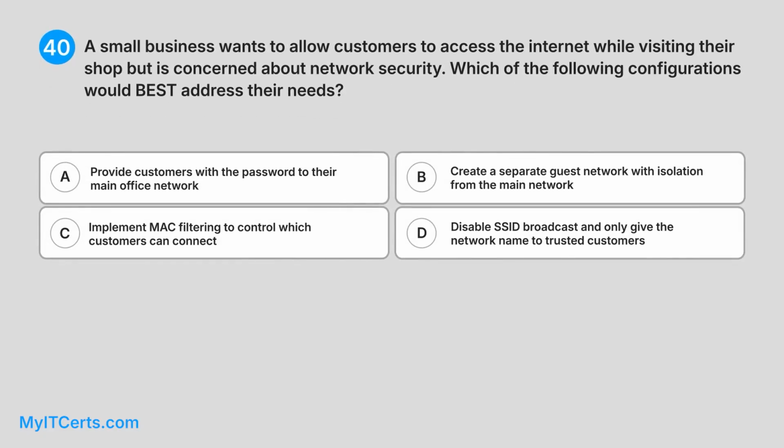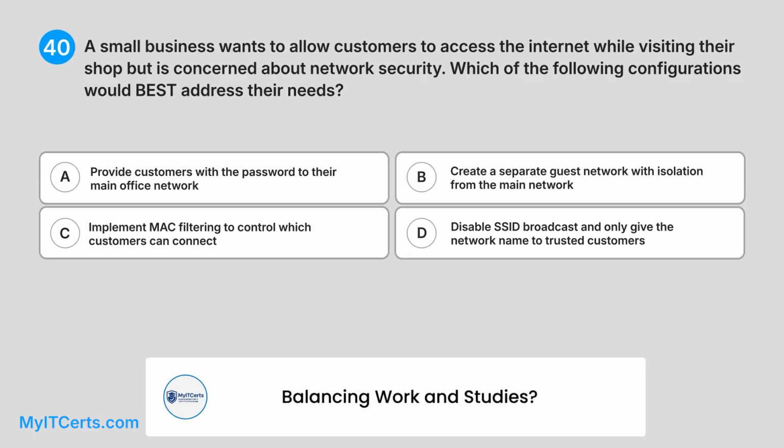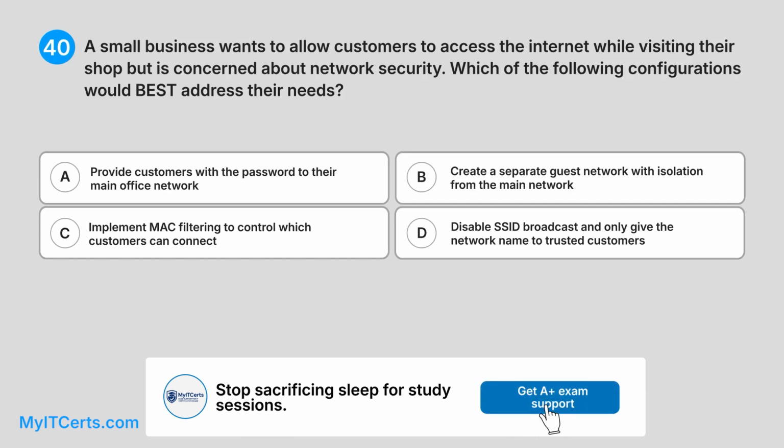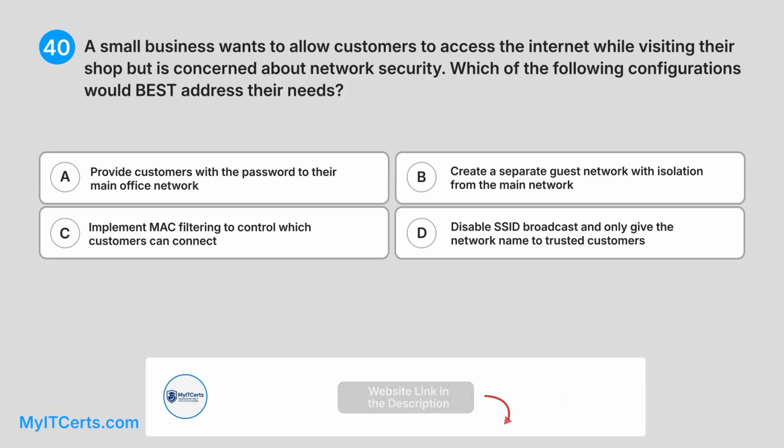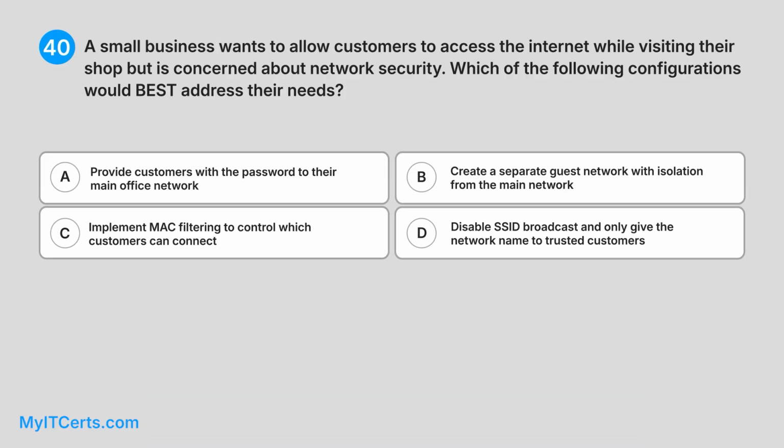40. A small business wants to allow customers to access the internet while visiting their shop, but is concerned about network security. Which of the following configurations would best address their needs? A. Provide customers with the password to their main office network. B. Create a separate guest network with isolation from the main network. C. Implement MAC filtering to control which customers can connect. D. Disable SSID broadcast and only give the network name to trusted customers.